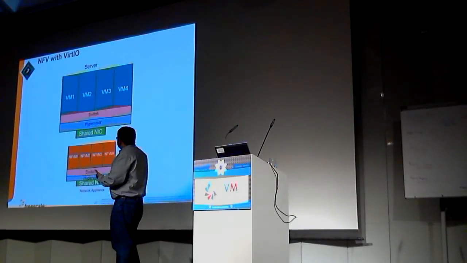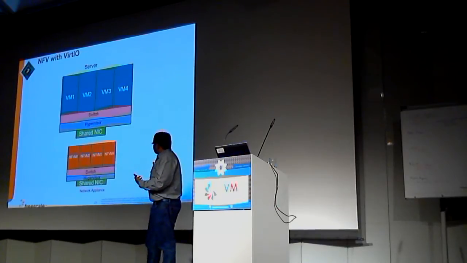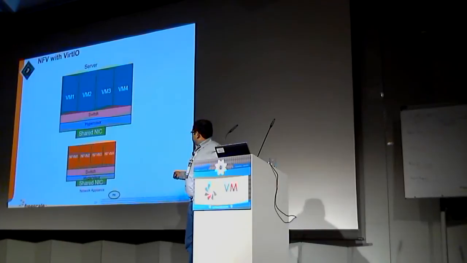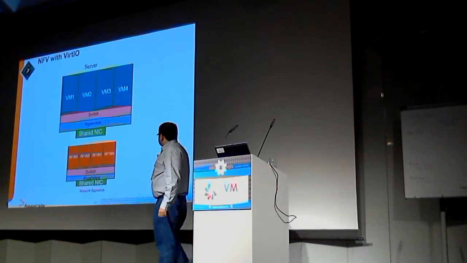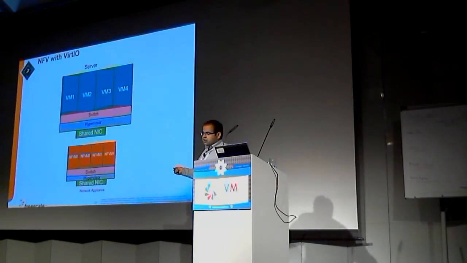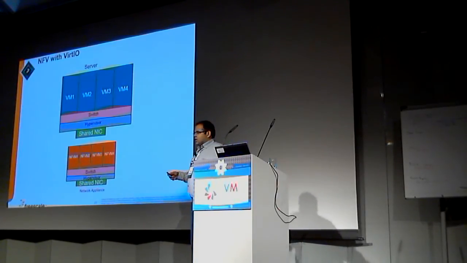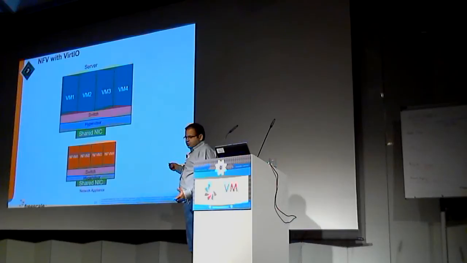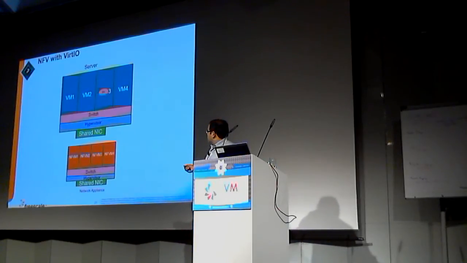In this case, I have network function 3 running on the network appliance, interfacing with VM3 in the server. In case of normal packet transfer, as we could see, the packet comes in and goes to the server VM, and again from the server VM it goes to the network function and to the network.